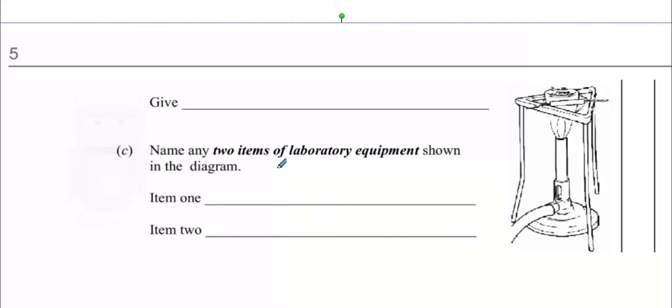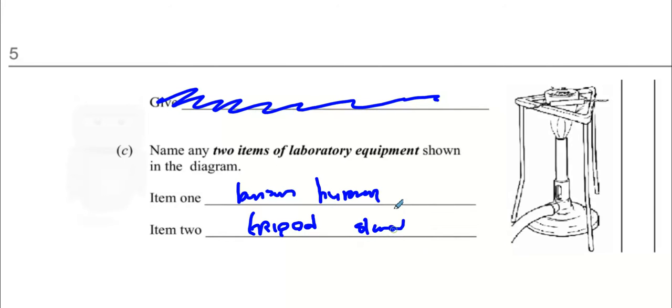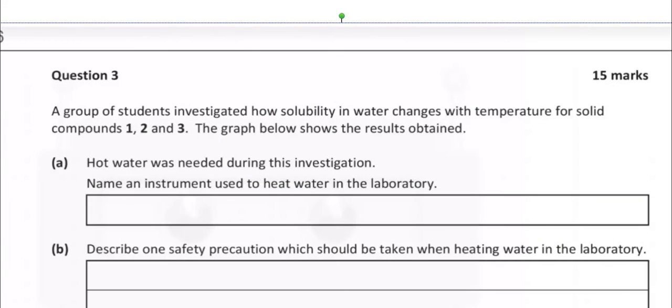Question 5. Name any two items in this. Well, you have your Bunsen burner. You have your tripod stand. I think those are the two main ones. Tripod stand being the tree and that being the Bunsen burner. Can't really make out the other ones, so I'm going to leave it. Okay, they're the two main ones.